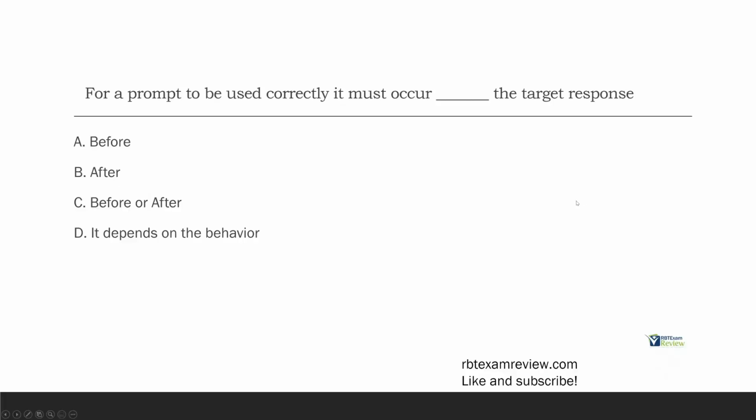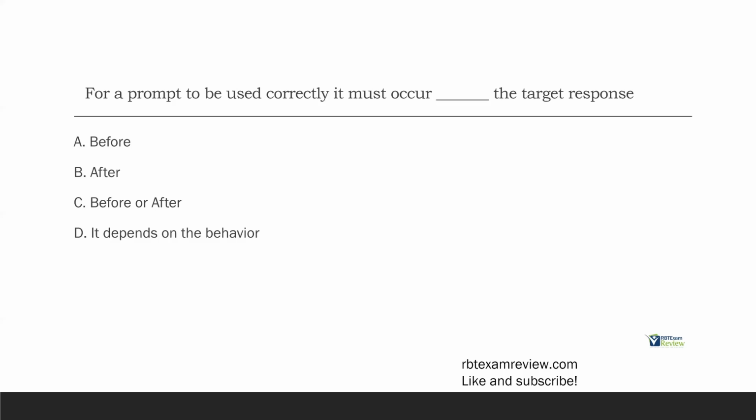Question 1. For a prompt to be used correctly, it must occur blank the target response. As a BCBA, this is one of the most common mistakes I see first-time RBTs make, is they prompt in the wrong place. What is a prompt? A prompt is a cue or a signal evoking a target behavior. So we're helping our client demonstrate the behavior we want to see. A prompt is also a temporary SD.